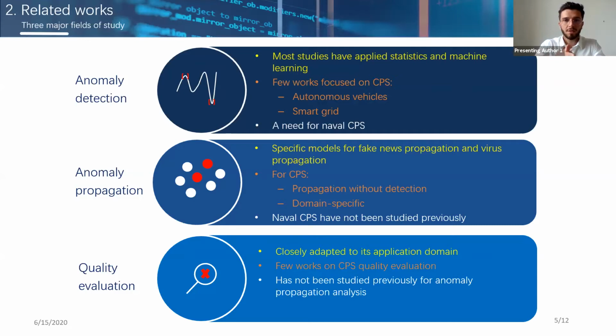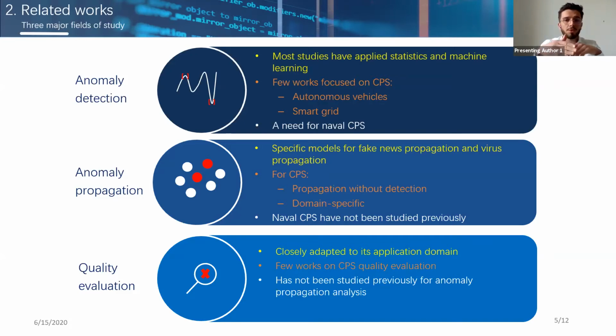When the anomaly is detected, you can study its propagation through the system. Anomaly propagation impacts different kinds of connected systems, but specific propagation models have been mostly developed for social networks, with fake news propagation, and for computer or biological virus propagation. For CPS, the existing models evaluate the consequences of an attack without considering its detection. Other models have been developed to be domain specific, like for smart grids. And naval CPS have not been studied previously.